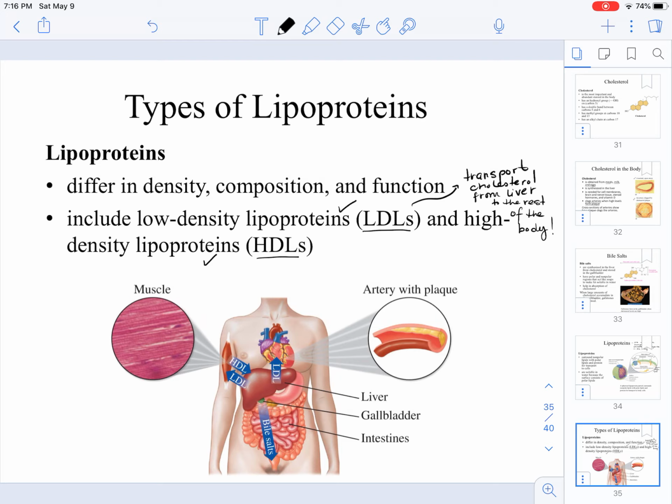Now, high density lipoproteins are going to bring back cholesterol, are going to be transporting cholesterol back to the liver.